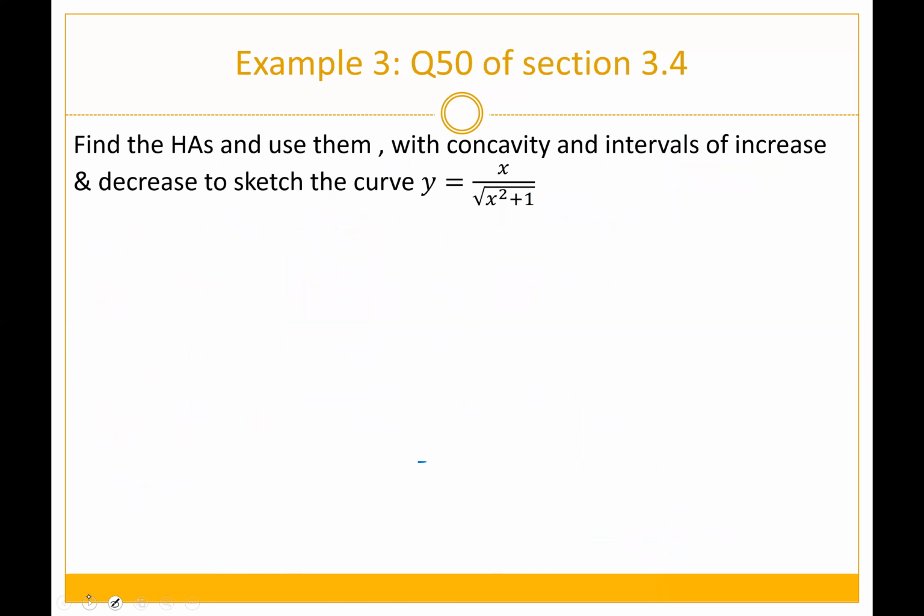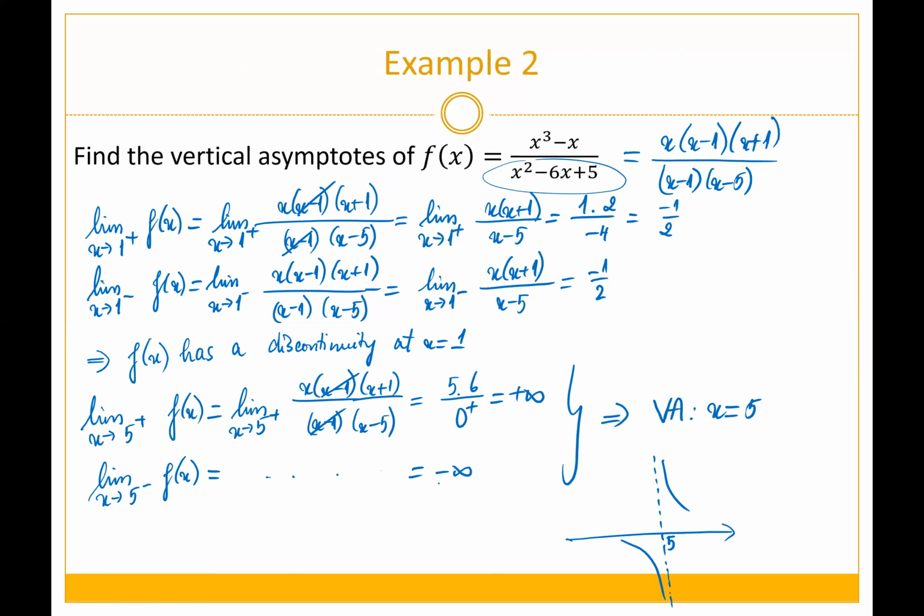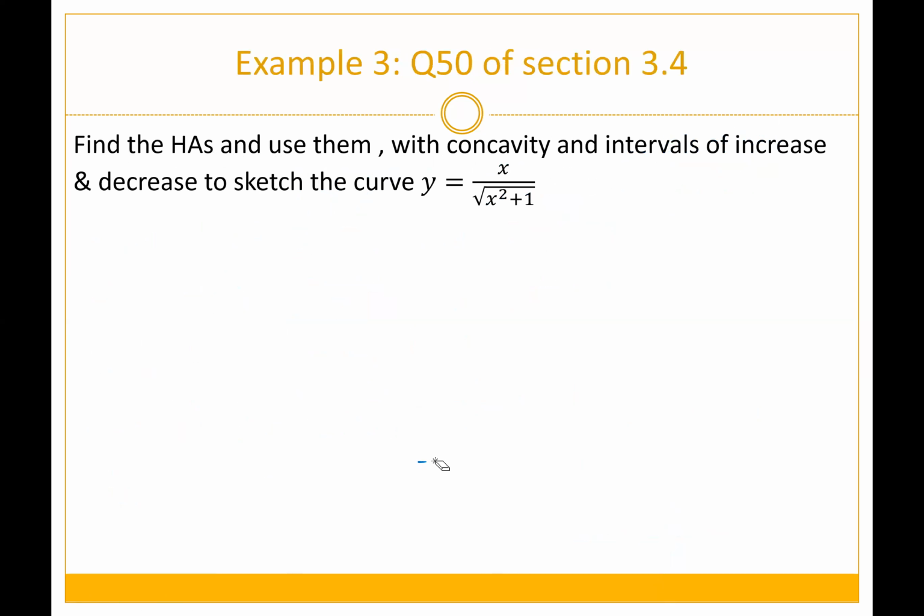Now, we're going to continue with question 50 of section 3.4. Find the horizontal asymptotes and use them with concavity and intervals of increase and decrease to sketch the curve y equal x over square root of x squared plus 1. Now, first we find the horizontal asymptote, and we find that by finding the limit of x approaching infinity and negative infinity of the function.